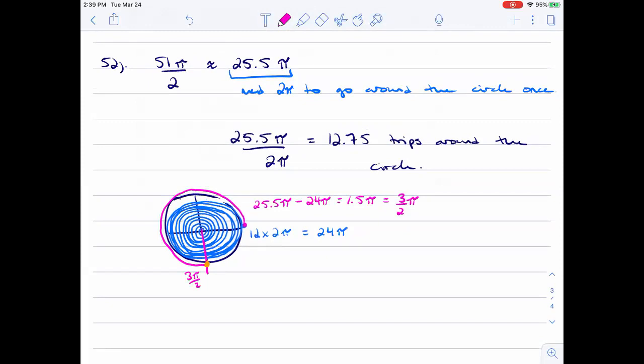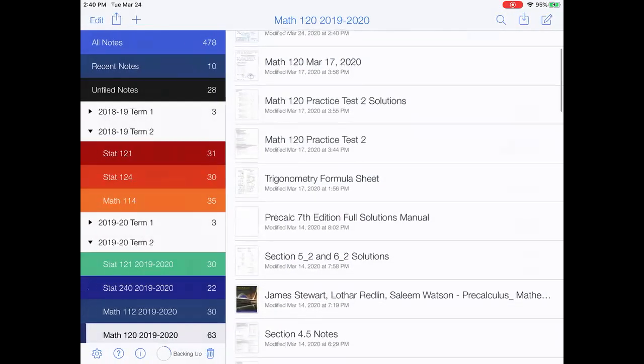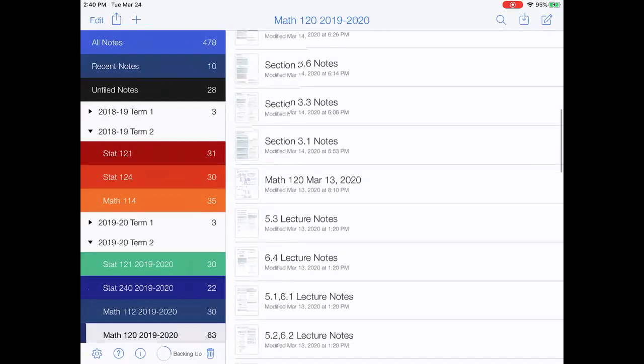Okay, just checking for questions. I think we'll leave 5.1 and 6.1 there, and then we'll move on to section 5.2 and 6.2 if there are no questions.